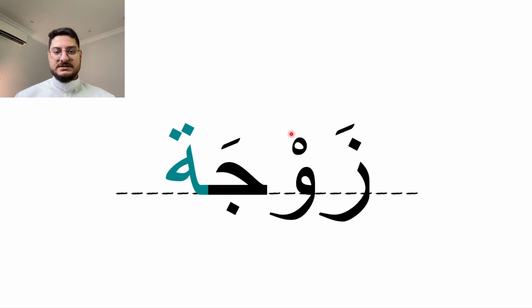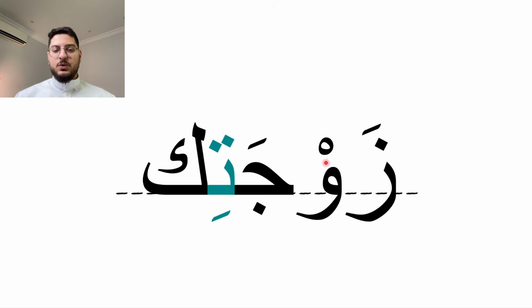Zawja, that was a wife. And how would I say your wife? I would add the ik. Again, notice we have a ta marbuta. So what happens to the ta marbuta? It becomes a regular ta. So it becomes zawjatik. Your wife.